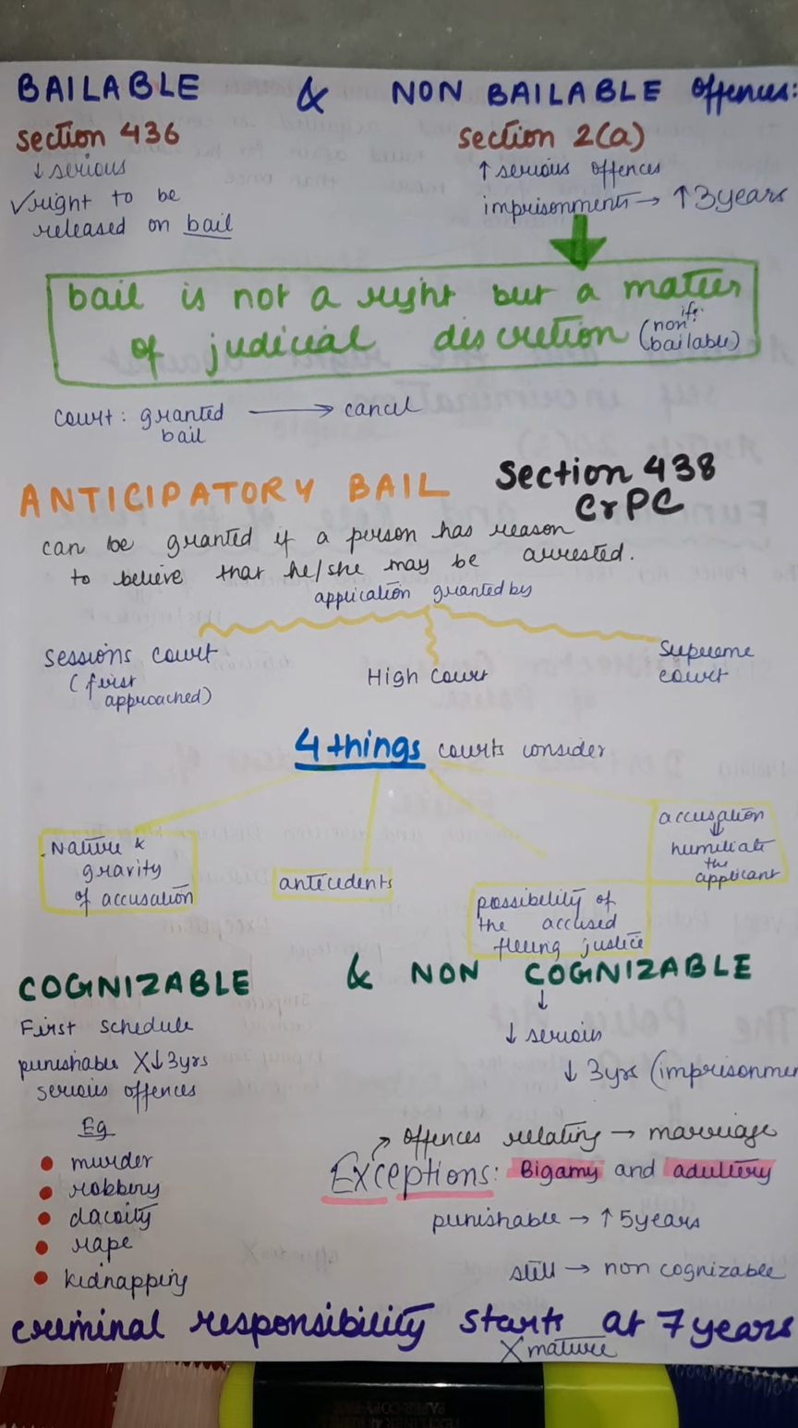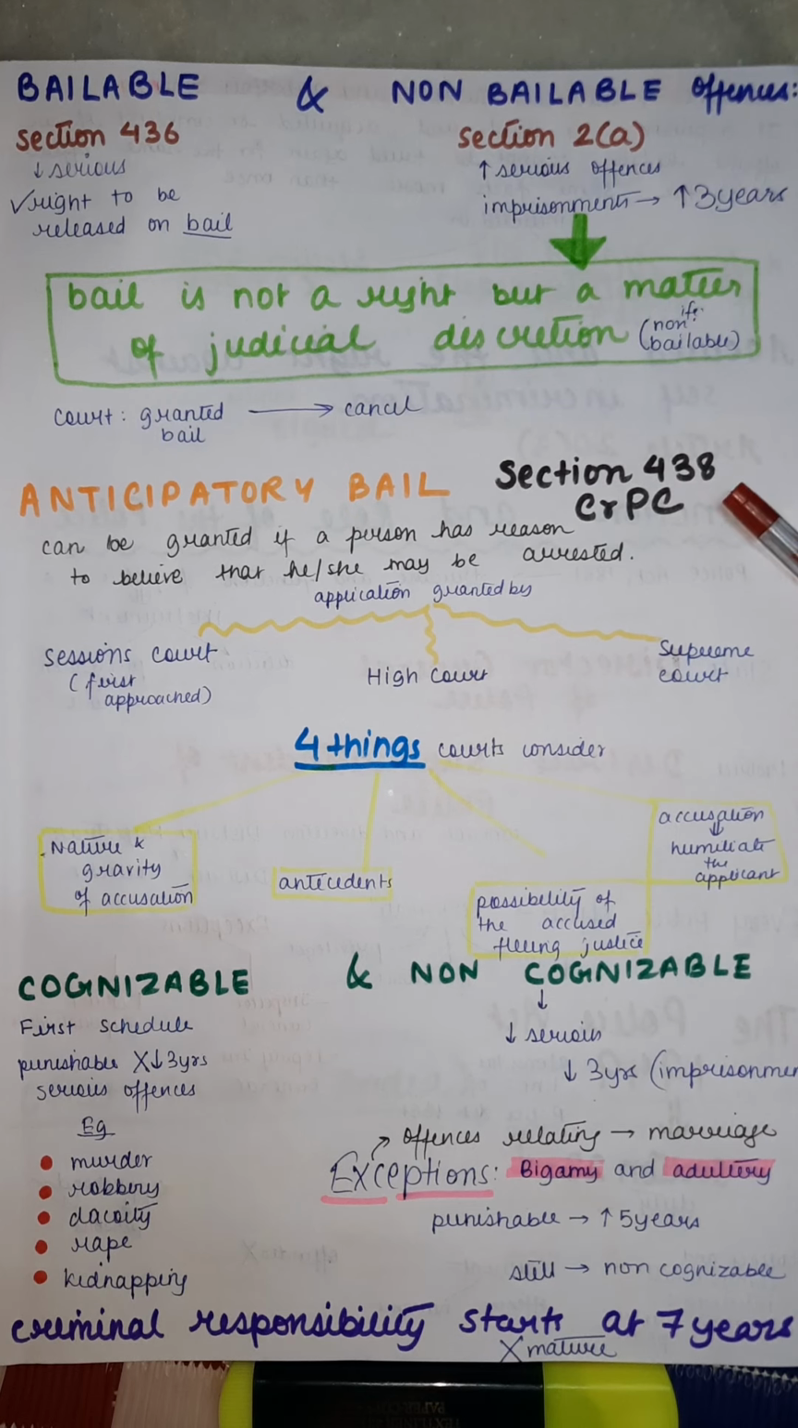And in the case of these non-bailable offenses, there is a very important sentence about it, that bail is not a right in the case of a non-bailable offense, but a matter of judicial discretion. Judicial discretion, the court will decide. And there is also a concept of an anticipatory bail. And the section is 438 of the Code of Criminal Procedure.